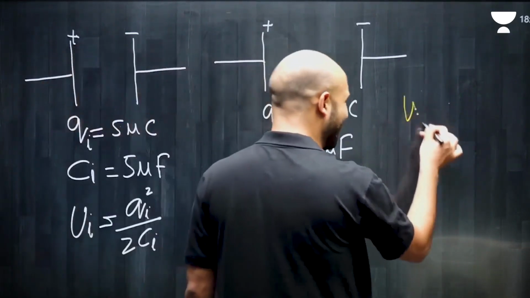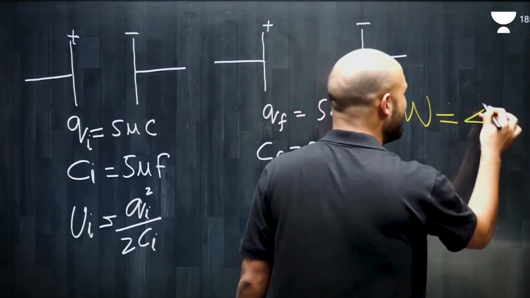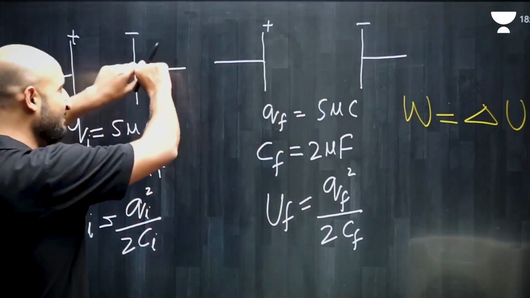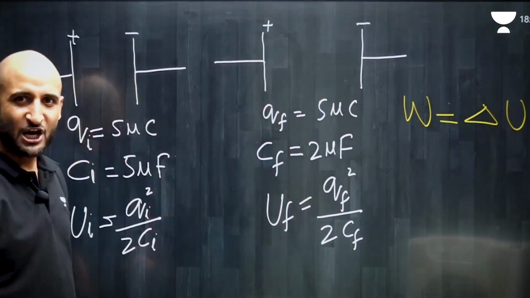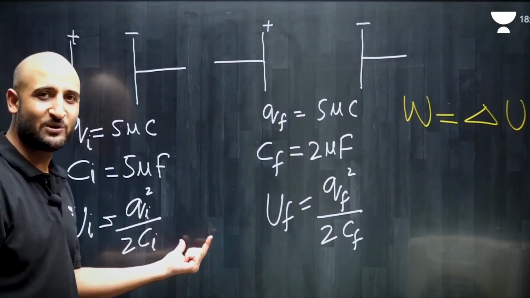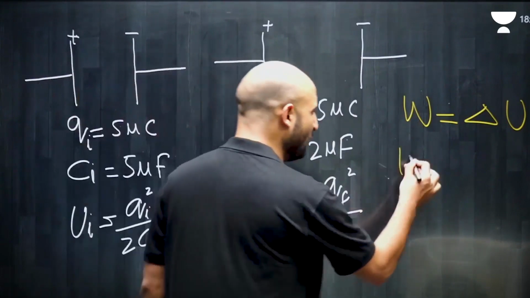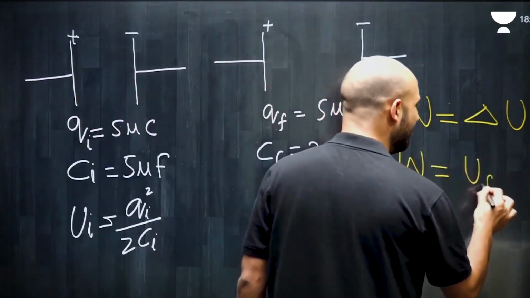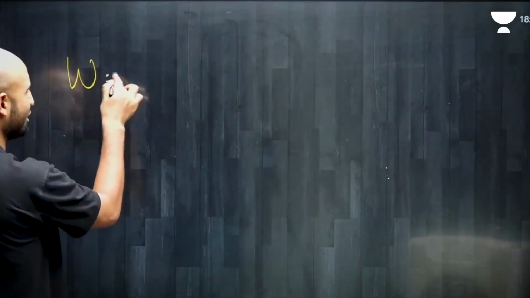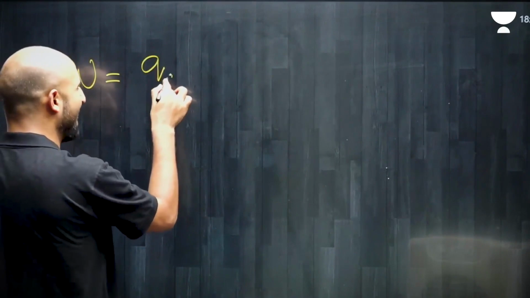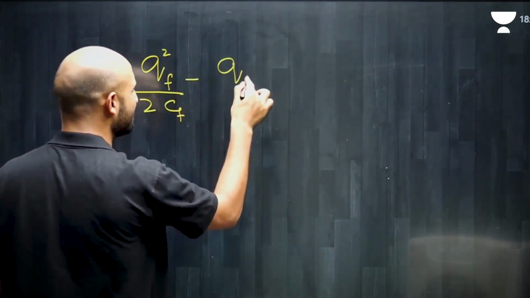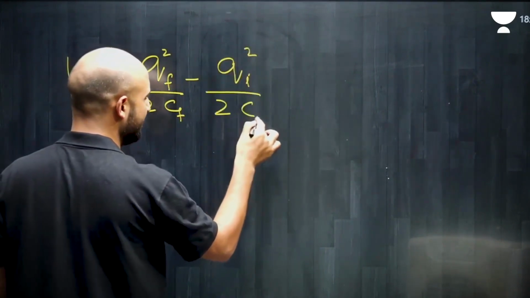That work done by external force is equal to change in potential energy. Here, the work done in pulling the two plates apart will be equal to the change in electrostatic potential energy stored by the capacitor. So W will be equal to U final minus U initial. If I calculate it, what's U final? It is Q final square by twice C final minus Q initial square divided by twice C initial, right?